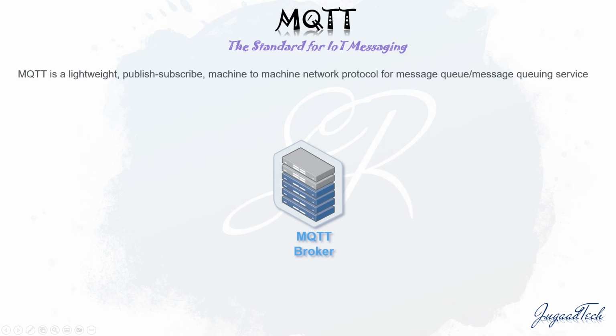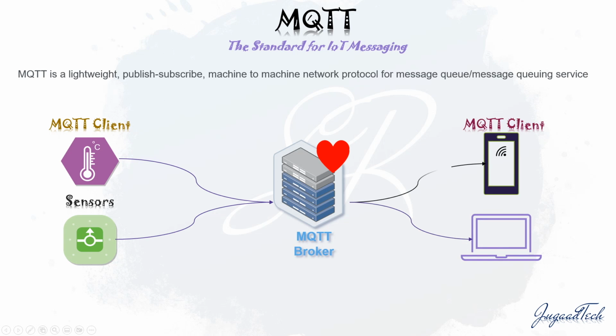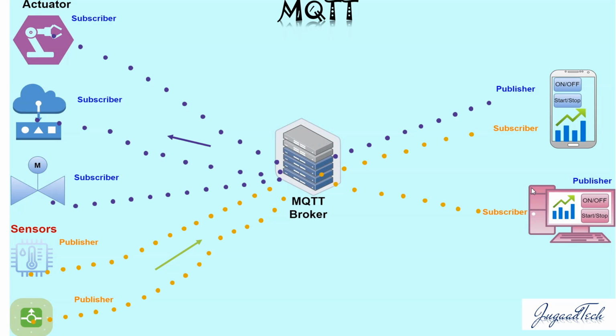So what are the components which are defined? The first is the MQTT broker, which is the heart of the system. It is basically a server which keeps running and allows connection with different clients. The MQTT broker does all the processing and connects with MQTT clients. An MQTT client can be any machine, device or sensor, or any device like a mobile or a computer. These are called MQTT clients, and a client can be a publisher and a subscriber.